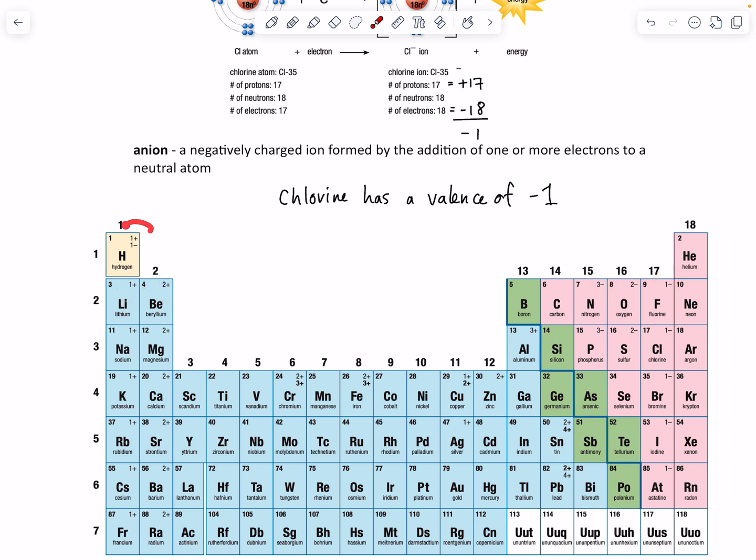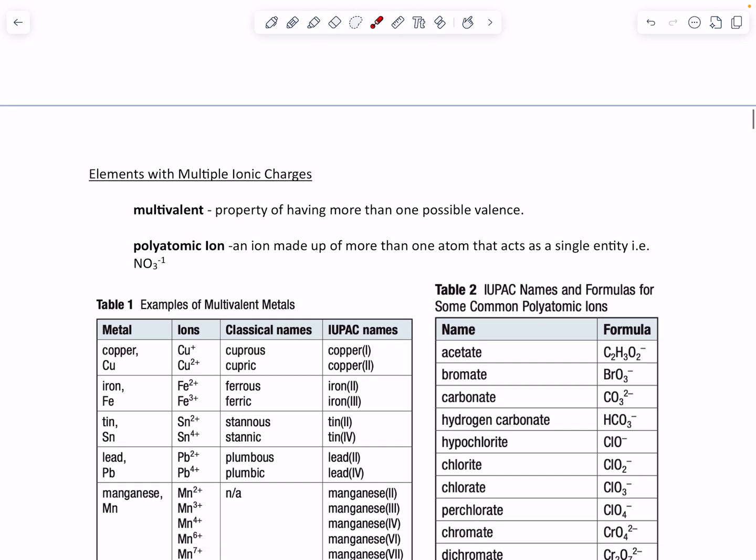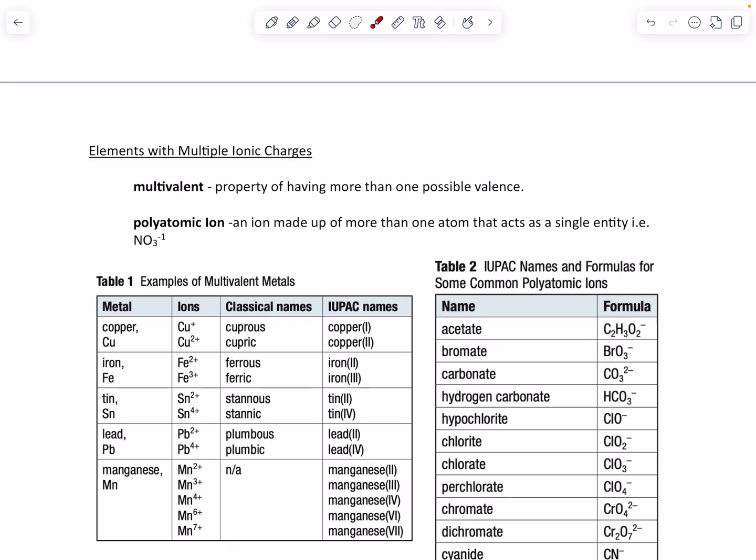Now, if you notice, some atoms have multiple valences, like chromium, iron, copper. These are called multivalent atoms. A multivalent atom is a property of having more than one possible valence. So we have a list of multivalent atoms. We have copper that can form a valence of +1 or +2. Iron that can form a valence of +2 or +3.